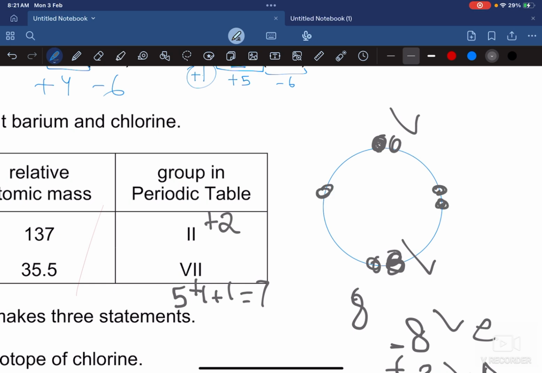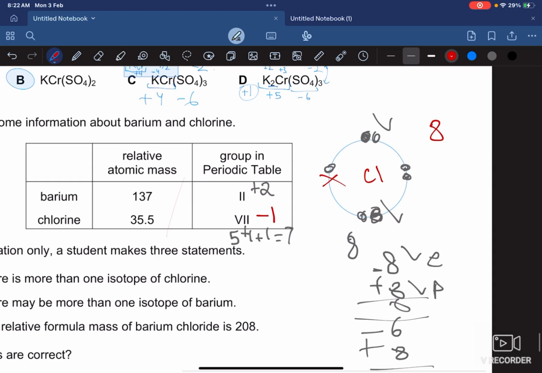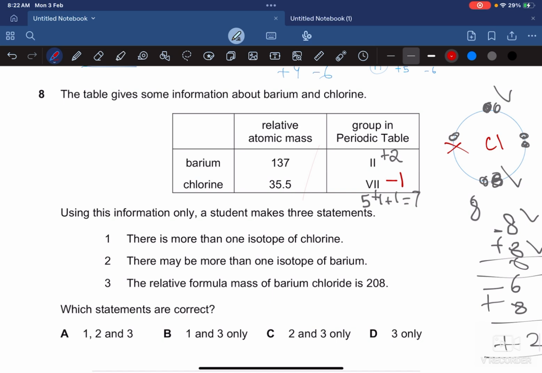And now in order to stabilize yourself, again you gotta need 8 electrons. You only have 7 electrons. That is chlorine. So what you're gonna do, you're gonna gain 1 electron. Now you have 1 more electron than proton, so you're going to get a charge of -1. That's simply what group 7 in the periodic table means. So let's now study all the options using this information only.